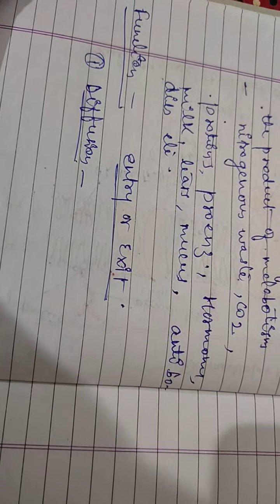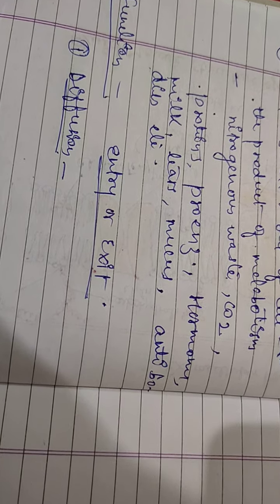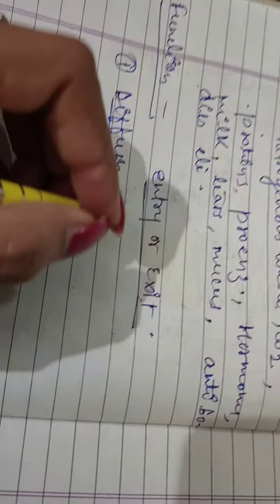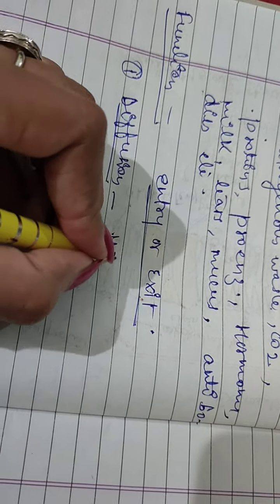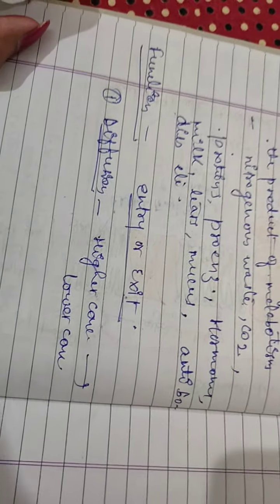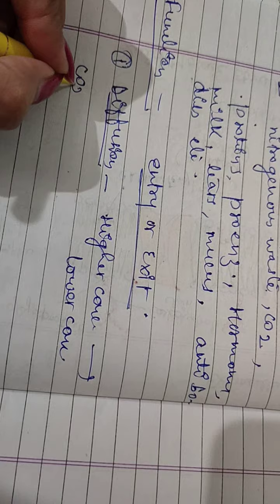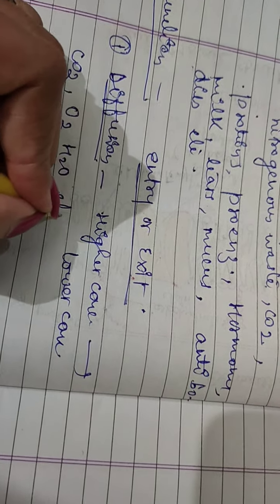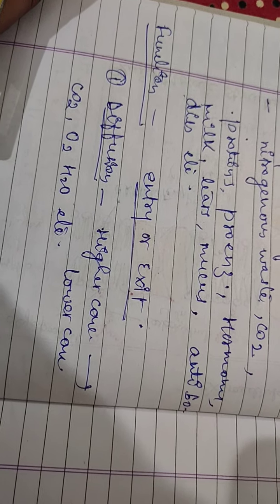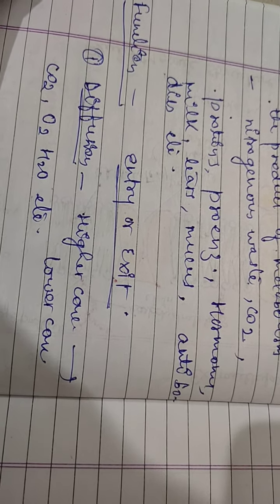So, what is diffusion? Some substances like molecules, ions such as CO2, oxygen, water, etc. can move across the plasma membrane through a process called diffusion. It means diffusion is the movement of substances from higher concentration to lower concentration. And these substances are of very small size, so that they diffuse readily through the phospholipid layer of the plasma membrane.